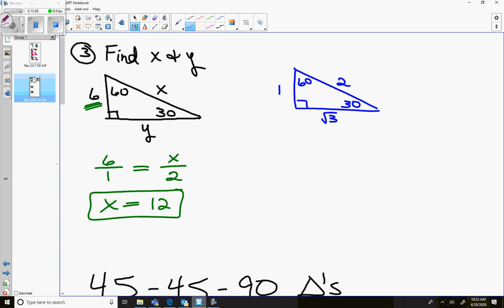Now for the y's, again, I still start with 6 is to 1, but now the y's are on the bottom. So y is to the square root of 3. Cross multiply here as well. So y simply equals 6 square roots of 3.